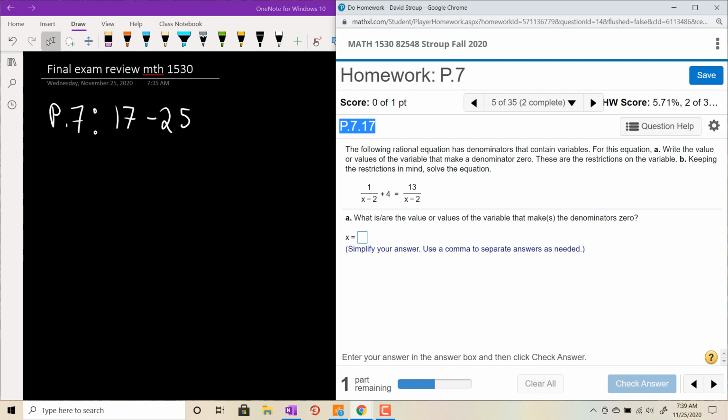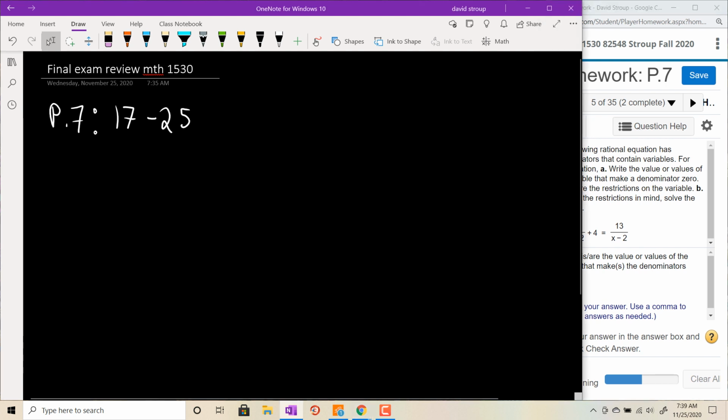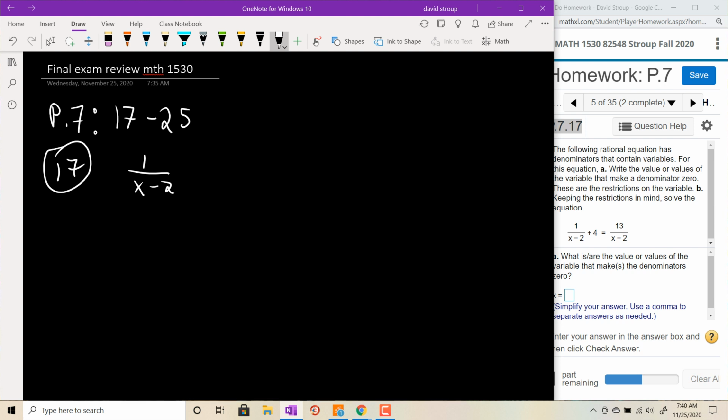So let me copy it down on my paper. Let's move this to the side so you can see. And of course, I don't have enough room. Put that over there. Okay, so 17. 1 all over x minus 2 plus 4 equals 13 all over x minus 2.